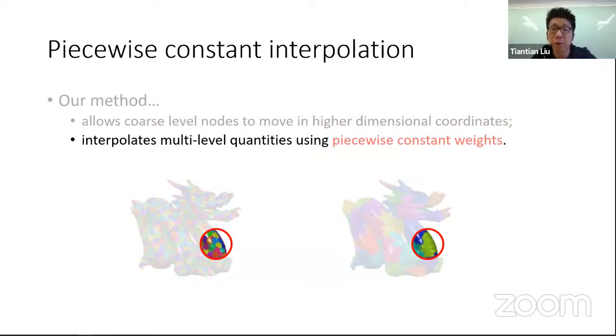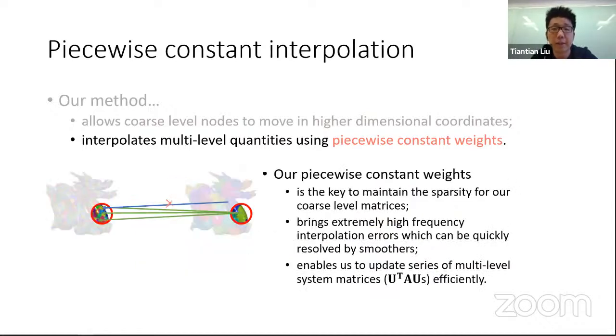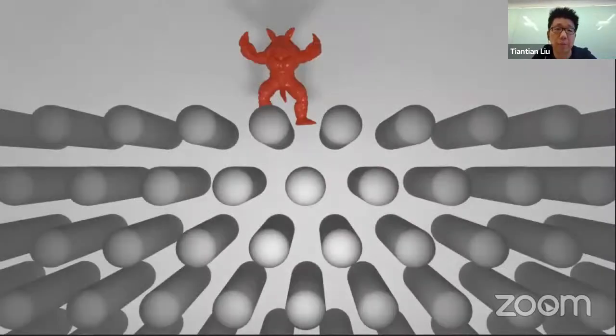As a result, we choose to stick with the piecewise constant weighting strategy. Because this is one of the keys to maintain the sparsity of our coarse level matrices without causing too much trouble. And moreover, it also enables us to update multi-resolution system matrices efficiently when the finest level matrix A has changing numbers. Therefore, we can support, for example, collisions better if we just use the penalty constraints.